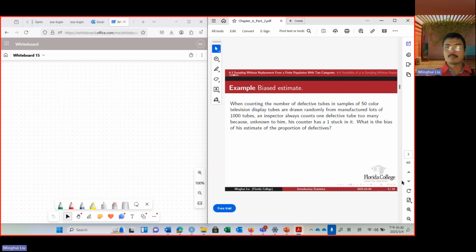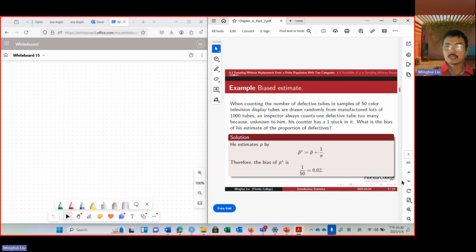So now we can ask this question: what is the bias of his estimate of the proportion of the defective? What is the estimate? Well, the answer is he estimates p by p bar star, which is the p bar value plus 1 over n. And it is plus 1 over n because his count is always 1 larger than the actual value, and when we calculate the proportion, we divide this by the sample size n. In this particular case, the small n is equal to 50. So in other words, p bar star is always 0.02 larger than the correct p bar value. So we have a bias which shouldn't exist in the first place because of the unbiased property. However, the bias does exist because something is wrong.